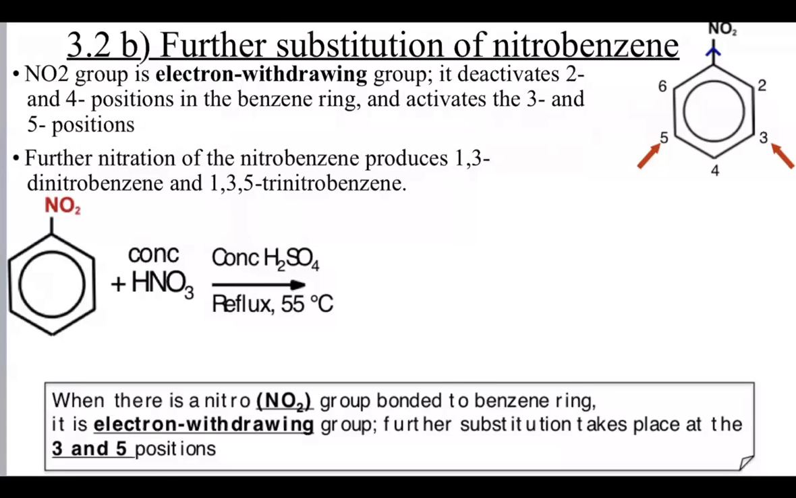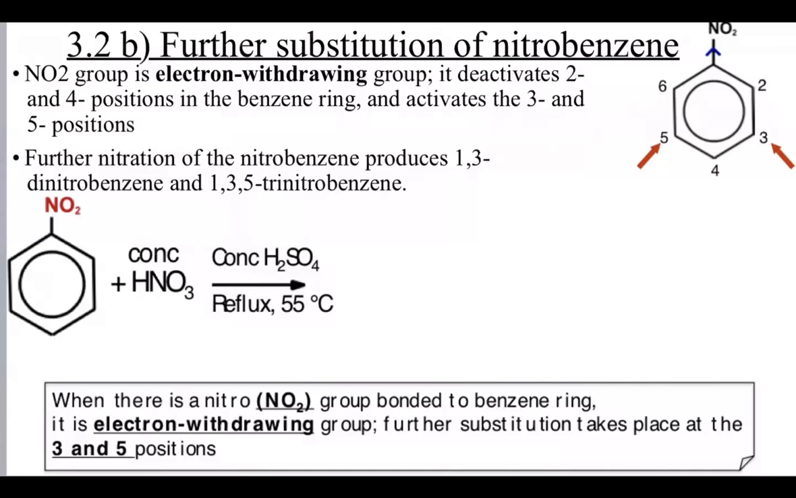So what does it mean by activating these positions? Any incoming electrophiles, whether it's NO2+ or Cl+ or Br+, the electrophiles that we've met so far, will choose to sit on the 3rd position or the 5th position or both. It depends on the reaction. If you use excess reagents, then you probably will have disubstitution, otherwise mono substitution. For this reaction, we will show you both the mono substitution and the disubstitution.